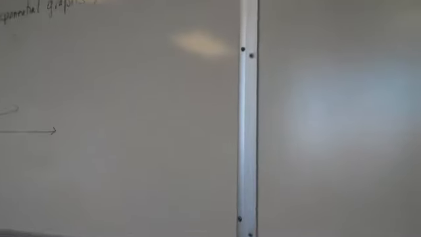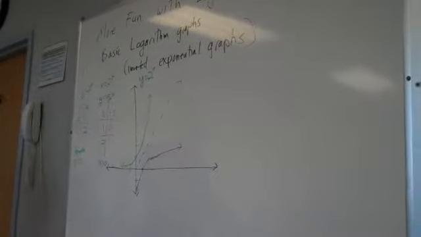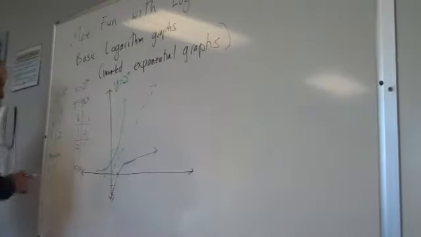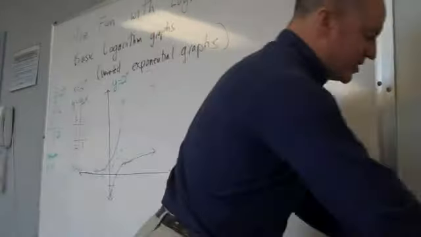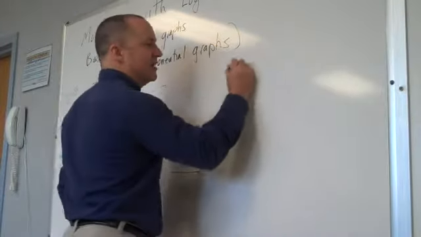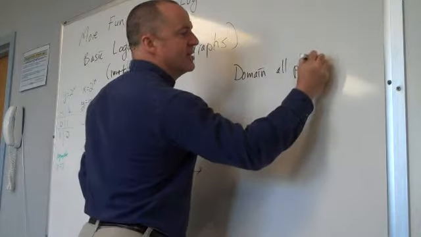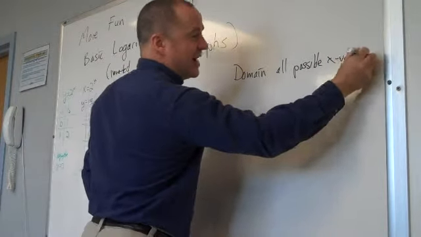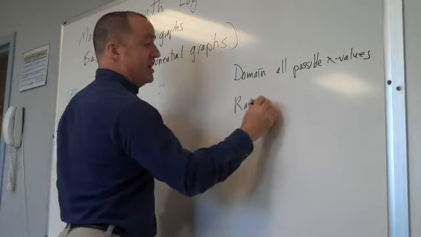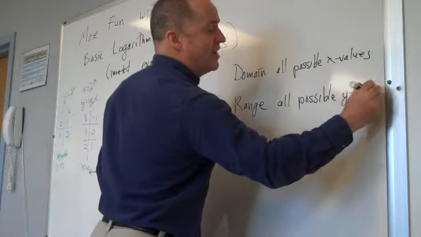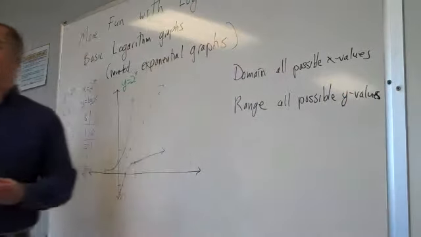Domain and range. You guys remember what domain and range are? Sort of, something to do with graphs. All right, I'm glad you've heard the words. Let's review this quickly. Domain is all possible x values on any particular graph. Range is all possible y values on any particular graph. Okay?